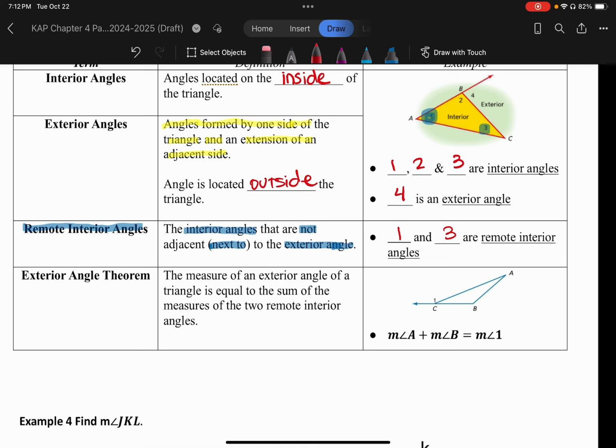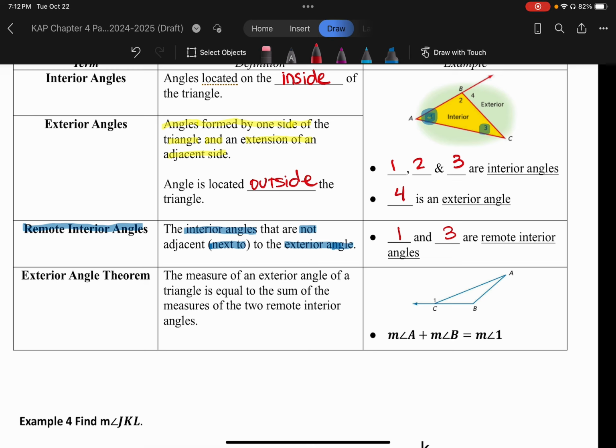I like to think of the word remote, like if you think of a remote island, you think of it as being very far away, off someplace. So these remote interior angles are these angles that are far away from that exterior angle, as far away as possible. And so now we get to the exterior angle theorem.